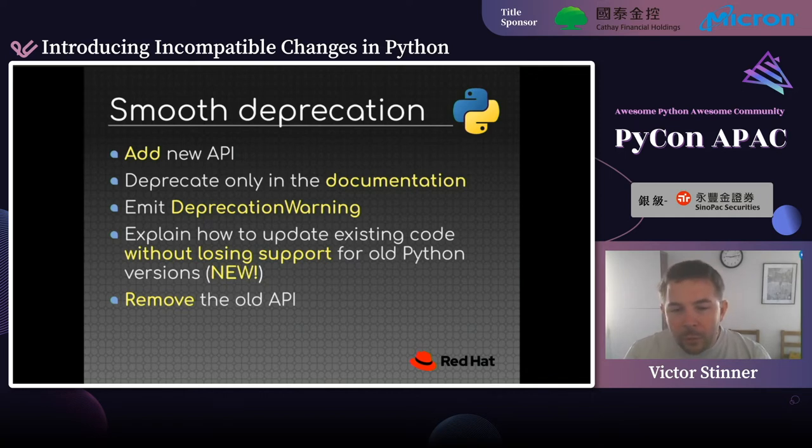So the next step is to start to emit a deprecation warning. And we do that for at least two Python releases.